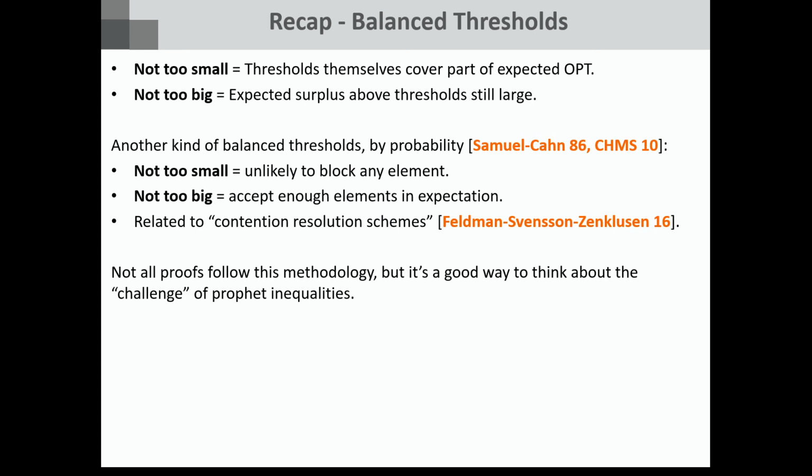There is a way to formally reason about this too. I don't have time to discuss more of this connection. I'll just point out that there's a tool called online contention resolution schemes, and this kind of reasoning is very related to it. To be clear, I'm not claiming that all proofs related to profit inequalities follow this methodology. In fact, for k-uniform matroids, I don't think this methodology will give you the optimal competitive ratio. But I think it's a good way to think about the challenge of profit inequalities: trying to come up with thresholds that are not too big and not too small.